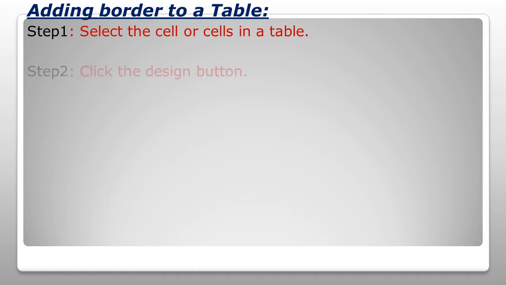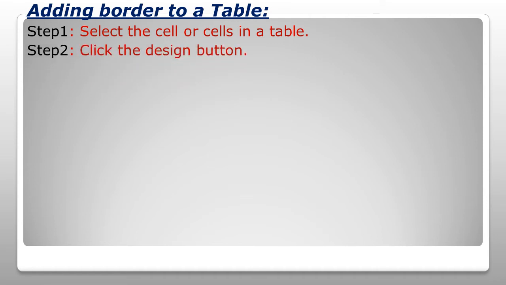Some of the steps you need to follow to add border to a table. Step 1. Select the cell or cells in a table. You can select a single cell or a number of cells or a whole table also. Step 2. Click the design button, which will be present in the table tool option. You need to select the design button.